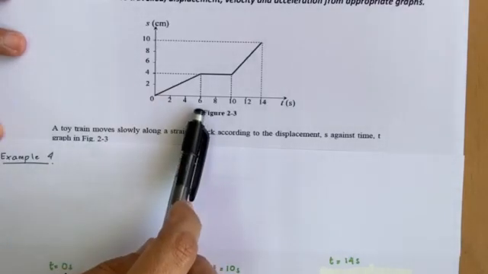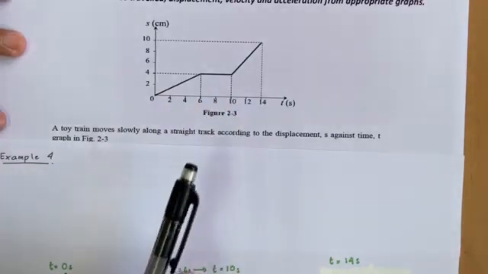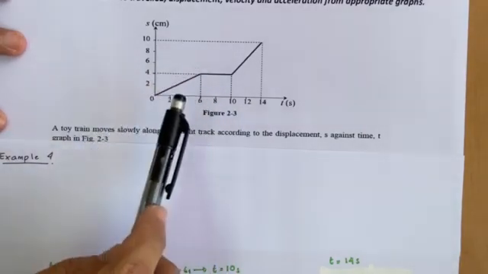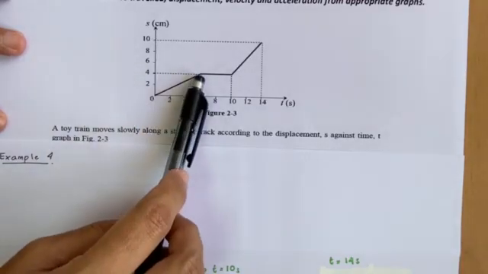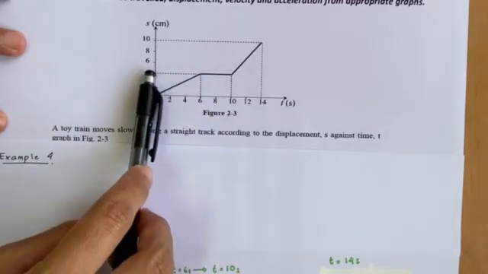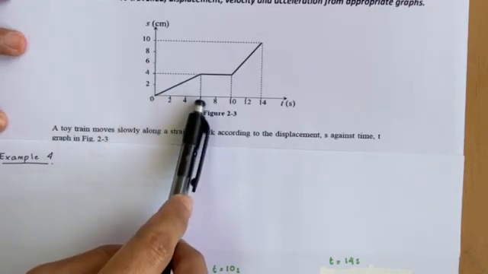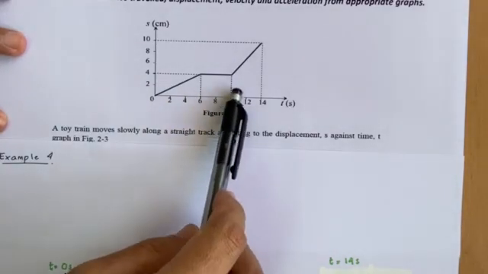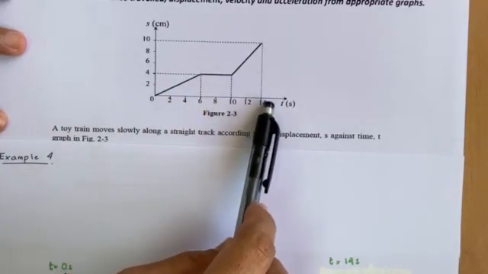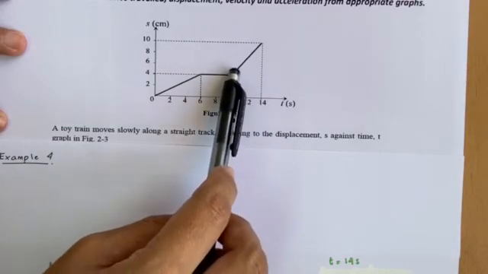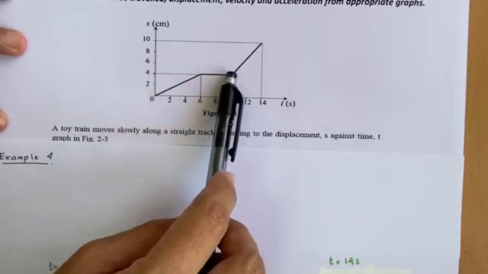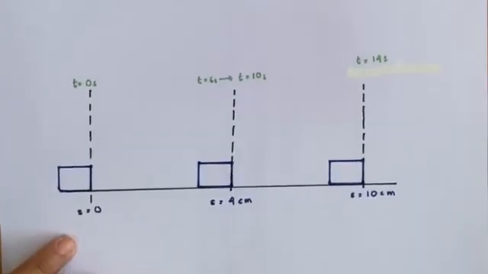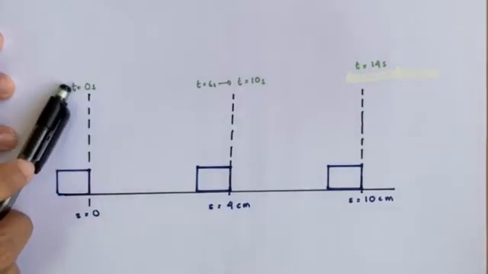Alright, from time 6 to 10 seconds, what is happening? As you can see, the displacement is not changing, meaning that our toy train remains at the same spot of 4 centimeter away from the initial position for another 4 seconds. That is 6 to 10 seconds. And then, what happened next at 10 to 14 seconds is our train continues its journey from 4 centimeter to 10 centimeter.